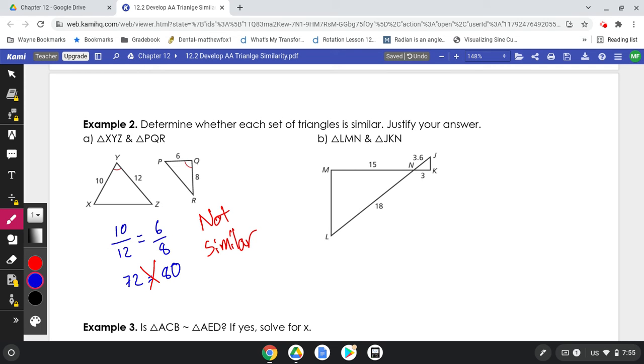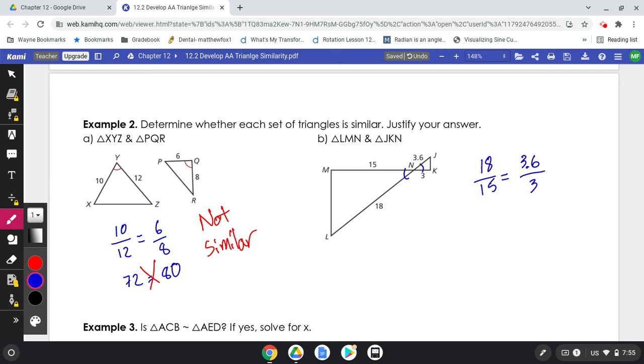Now on this next one, no angles are marked. However, right here, I don't know if you guys remember, these two angles are congruent. They have a name. They are vertical angles, which means they're congruent. So I know they will be the same. So 18 over 15, is that similar? Is that proportional to 3.6 over 3?